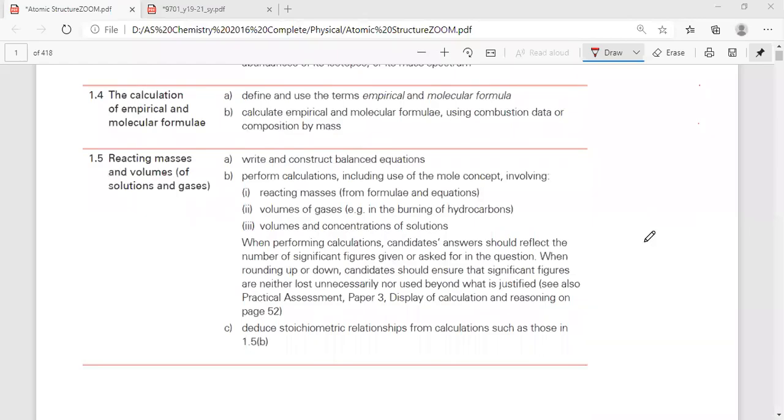Hi guys, good afternoon. Today we are trying to complete the calculations so far. We have done reacting masses, anything to do with mass, how many grams. I've also taught you how to deduce stoichiometric relationships, finding a, b, c, or x, y, z in the equation. Tricky, but you learn the skills.